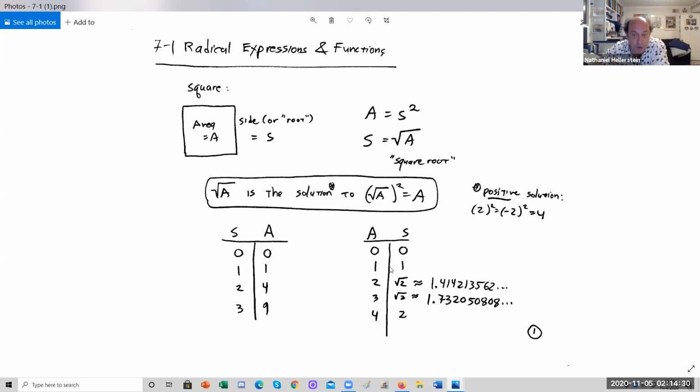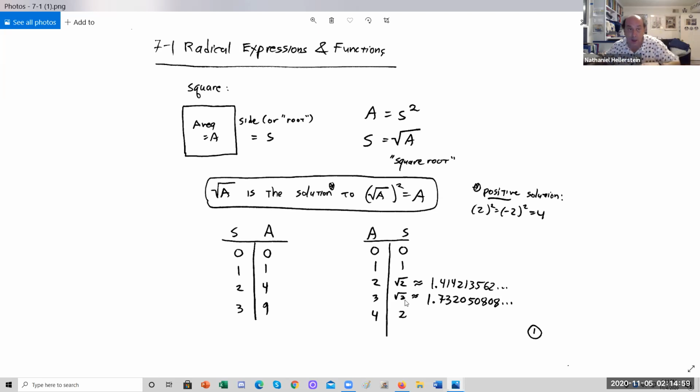Now, running it backwards, what is the square root of 0? Well, 0. What is the square root of 1? 1. What's the square root of 4? 2, because here's a 2, 4. But what's the square root of 2? What number times itself is 2? Well, if you have a calculator, or you can access the calculator function on your phone, then you can find out that it is approximately 1.414213562.